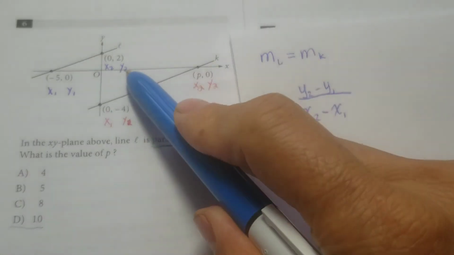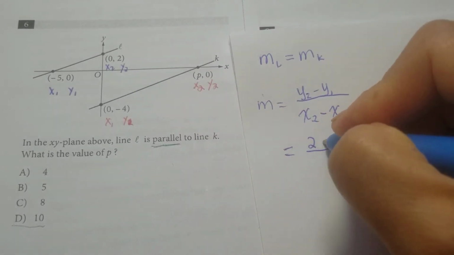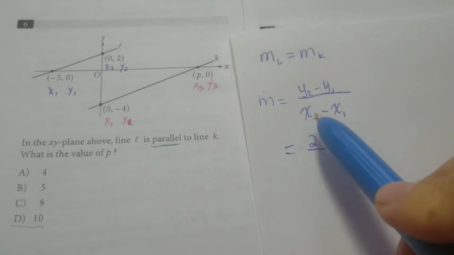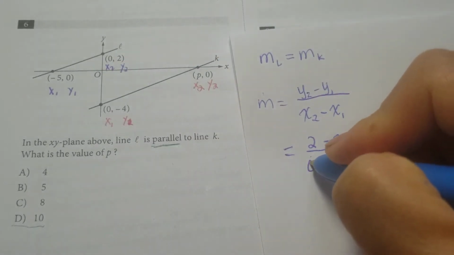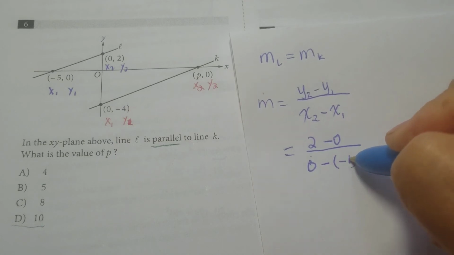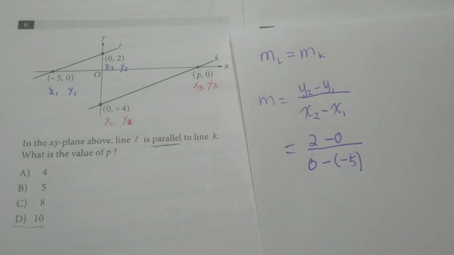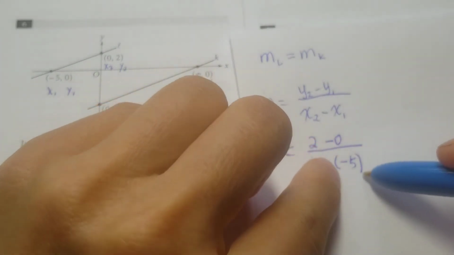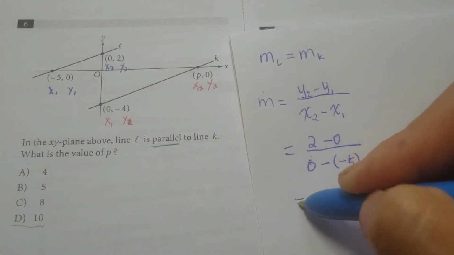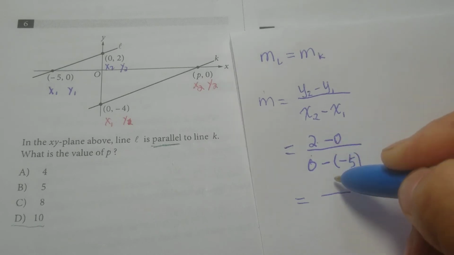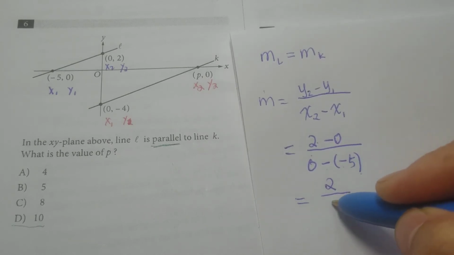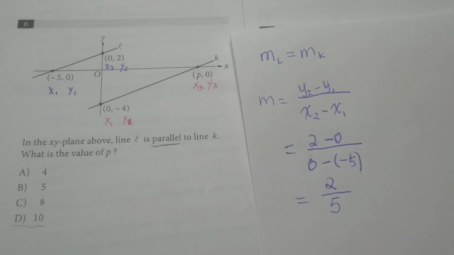So y sub 2, which is 2, minus y sub 1 is 0. X sub 2 is 0, minus x sub 1 is negative 5. When you substitute a negative number, please put it in a parenthesis, and close it. Now let's simplify it. 2 minus 0 is 2. Minus negative is a plus. You have a positive 5 here.